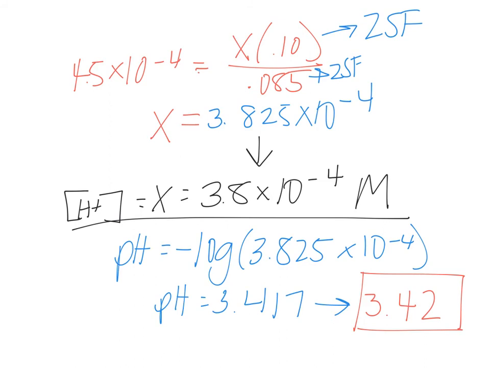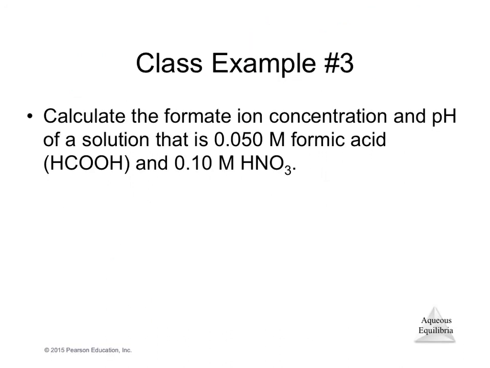Now notice that our x was so small up here. Our x is so small that it's okay that we made this assumption that it wasn't going to have an effect because it is such a small number. If this number is -1 or -2 as the exponent, then we would actually have to go back and use the quadratic formula. But because it's less than 5%, we can make that assumption and it's okay.